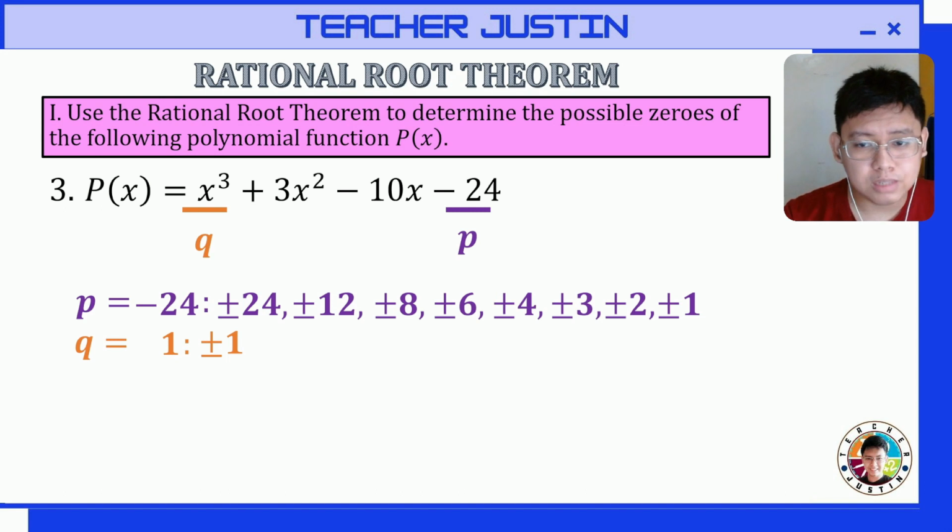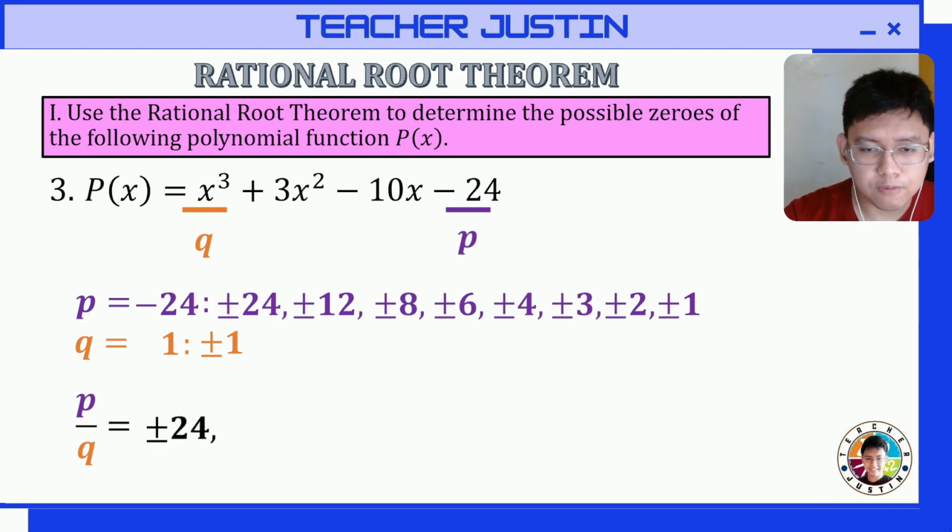Okay, now let's proceed to our next step. For us to get the rational root, we will divide P and Q. So, divide natin. So, we have 24 divided by 1, that will be 24. 12 divided by 1 will be 12. 8 divided by 1 is 8. 6 divided by 1 is 6.